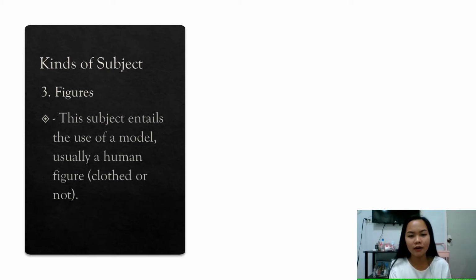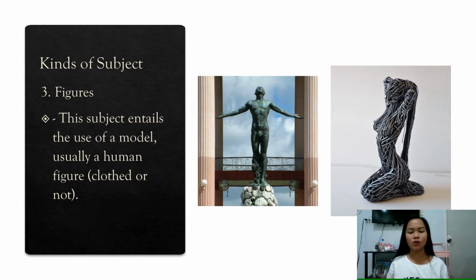So moving on, we also have figures. Another kind of subject is figure, like the human body figure. This subject entails the use of a model, usually a human figure, clothed or naked. So an example here, this one in the middle picture, this is Oble. This is the Oblation. We call him Oble in UP.